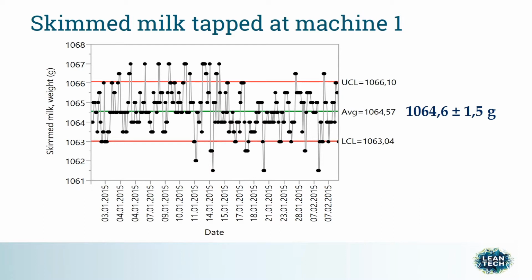They are calculated based on the range. The range is the difference between two following values. I haven't shown the range chart here because I wanted to simplify it, but the range chart shows the difference between two following values, and based on this range chart, the upper and lower control limits are calculated. So what these control limits tell you is what to expect from the process based on the short-term variation.